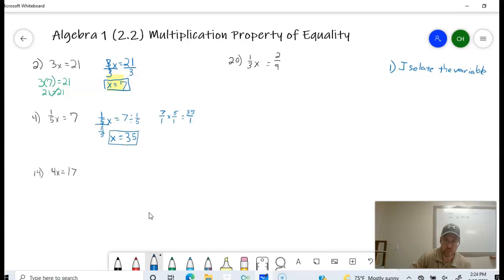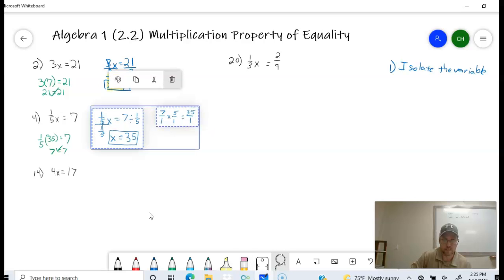I'm going to go back and check that in my original. So I'm going to do 1/5. I said x equals 35, so I'm replacing x with 35. And 1/5 times 35 is the same as 35 divided by 5, which is 7. All right. I said I'm going to do that one twice. Here's why.